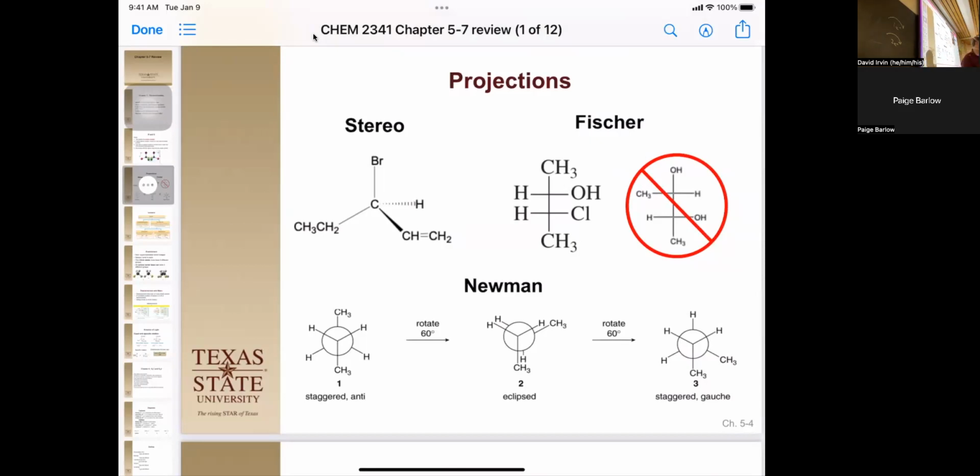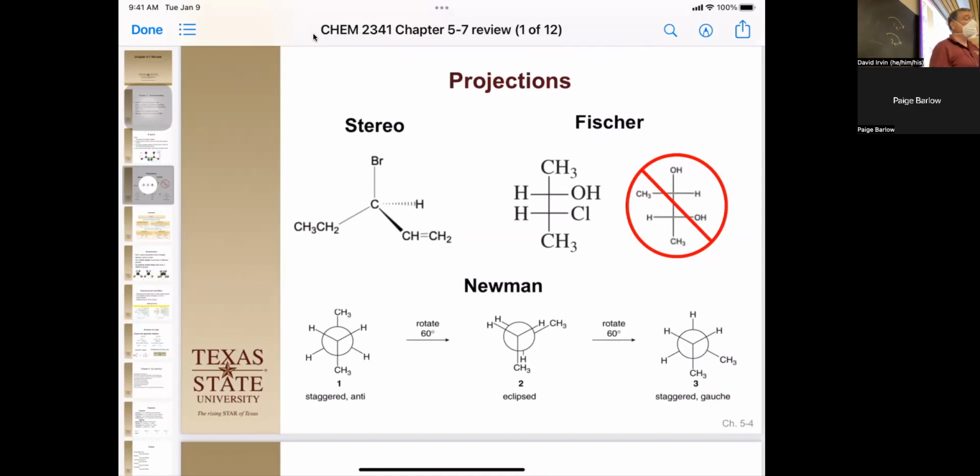That's why I wanted to make sure that I identified what a correct structure was and what a not correct structure was. And then, of course, our Newman projections and the different types we have. We have the anti-staggered, we have the eclipsed, we have the staggered gauche. And then we also have the fully eclipsed, but that's not on here. Okay, so know these projections because we get to use them for our mechanisms.